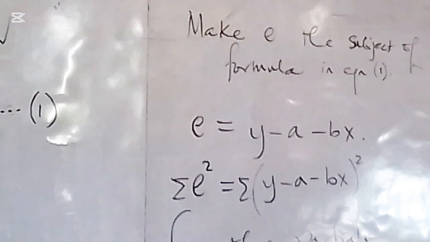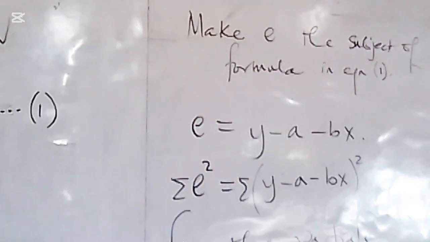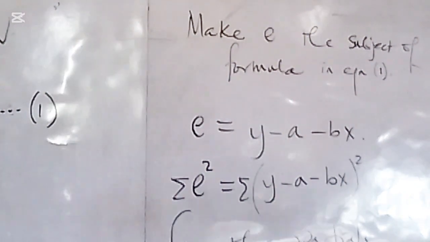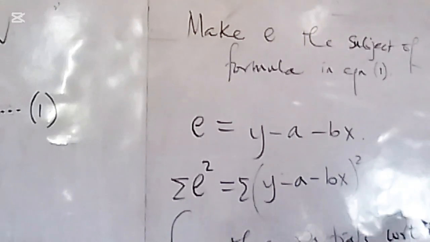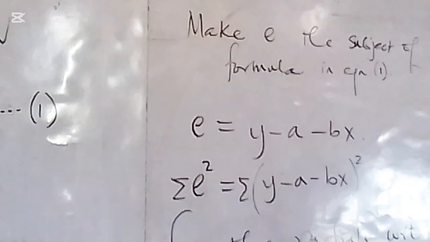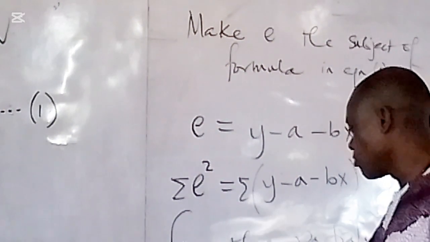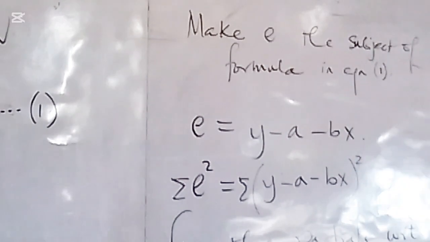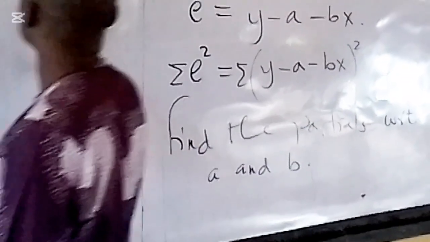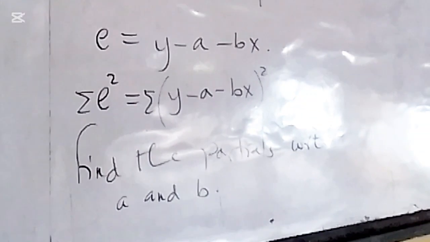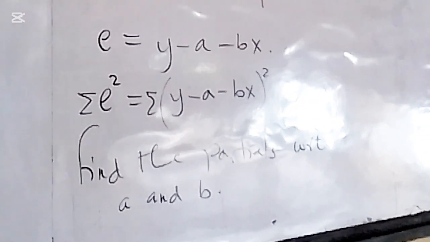What I mean by partial is partial derivative. So that we'll find the partials with respect to A and B. With respect to A and B.